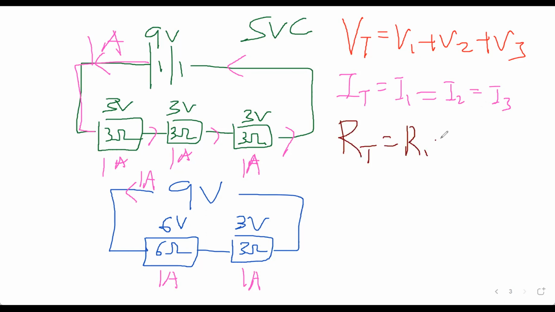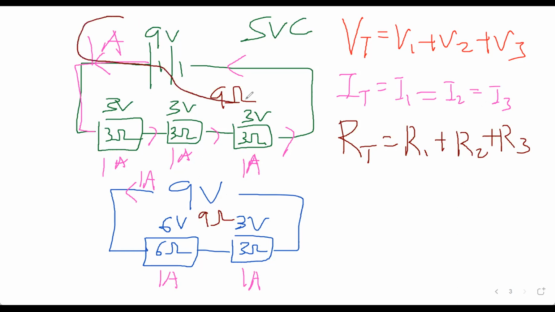Then for total resistance, very straightforward in a series circuit. R total equals R1 plus R2 plus R3, right? So here we'll have a total of 9 ohms, and here also we'll have a total of 9 ohms, which will yet again be true for Ohm's law as well. V equals IR will be true, and the series circuit formulas will be true as well. Right? Very, very important.